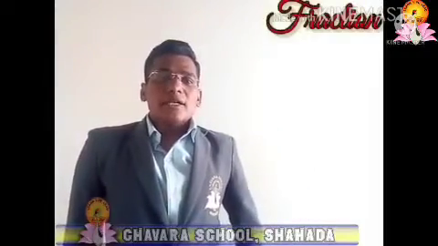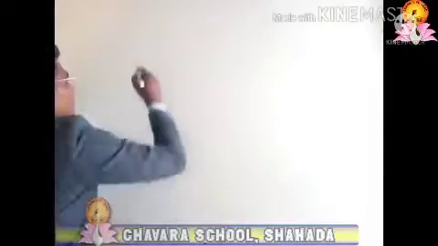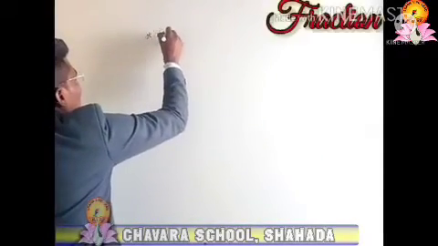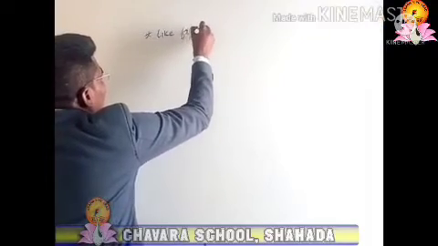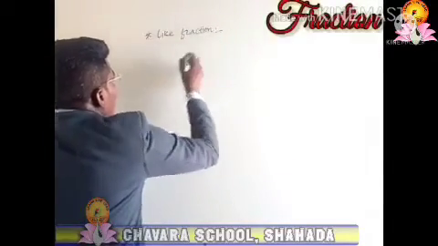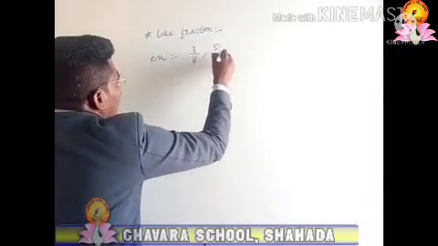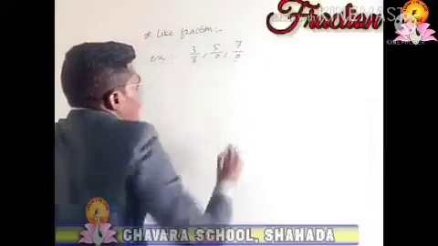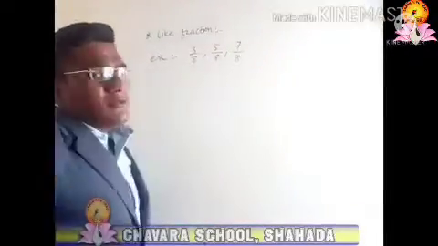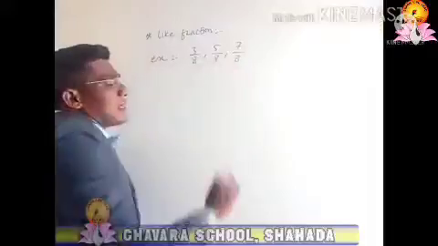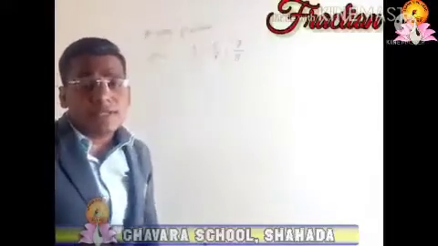So what is meant by like fractions? So we will define first of all. Like fractions are the fractions whose denominators are equal. For example, 3/8, 5/8, 7/8. So in this example, we can see that all the denominators are equal. So these are nothing but like fractions.